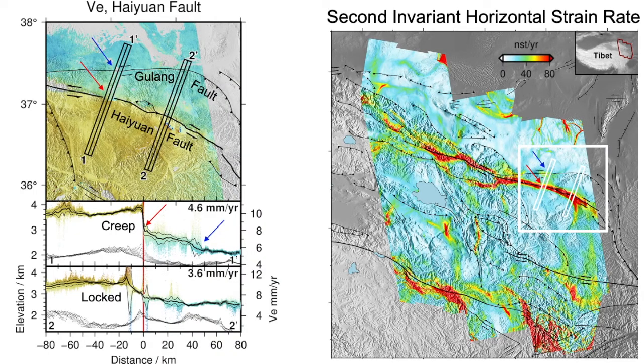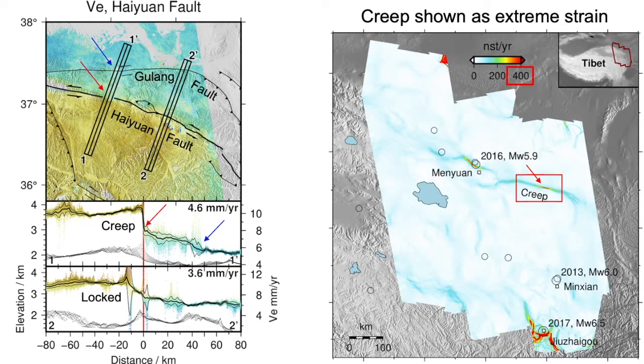The high-resolution strain rate field allows us to visualize the strain partitioning between the faster-slipping Haiyuan fault and the slower-slipping Gulang fault. The shapes of the velocity profiles can also help identify creeping sections. The extent of the creeping sections can be mapped out in strain with their extreme strain rate values. In this way, we can systematically identify unknown creeping sections, and by comparing this with the seismicity, we can tell apart interseismic creep from any coseismic or postseismic signals.